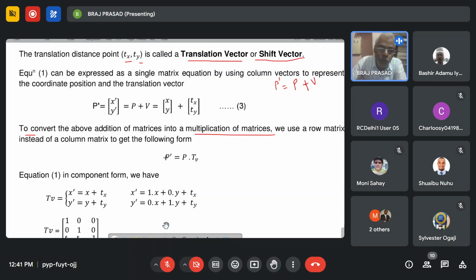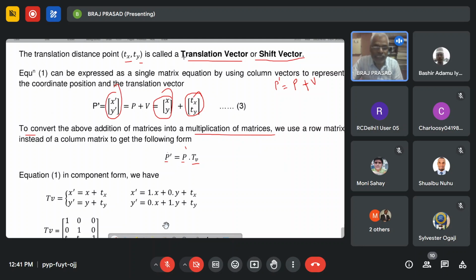So if we use a row matrix, then p dash becomes p dash equal to p dot tv, where p dash is the location of the new place of the object, and this is the location of the original, and this is our translation vector, and tv is nothing but this one, p is nothing but this xy, and p dash is equal to this one.